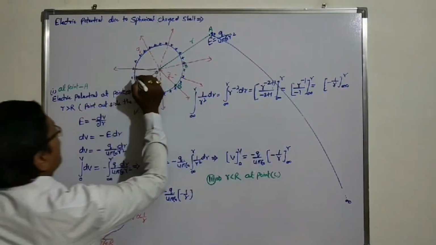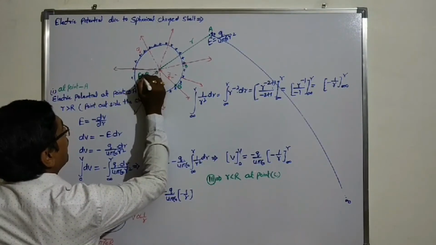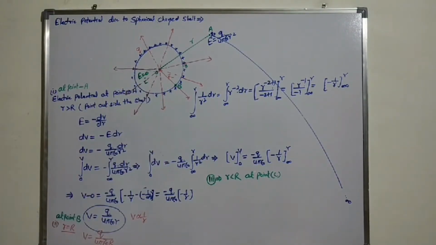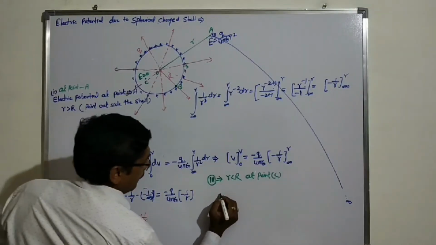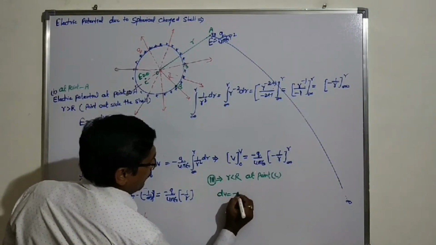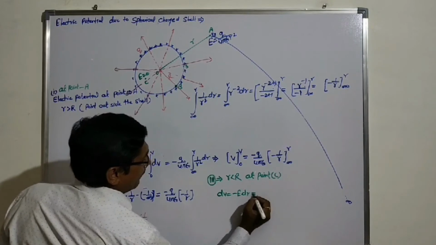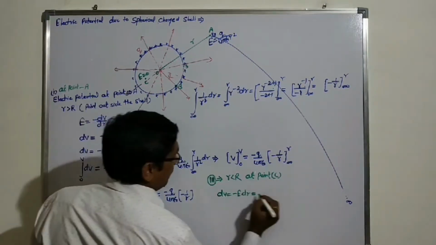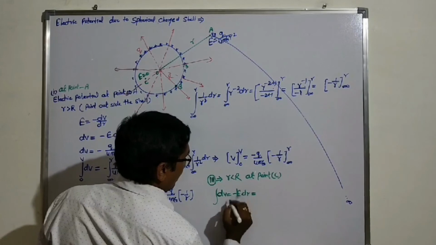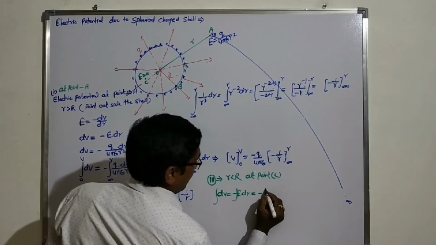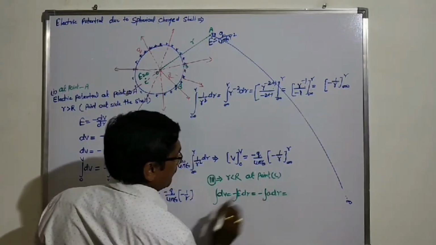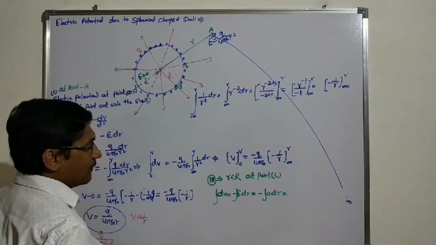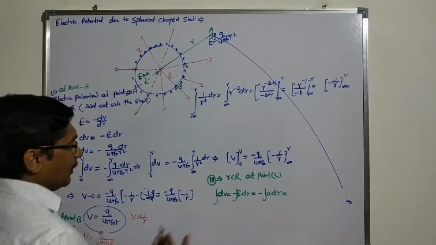At this place, the electric field is 0. We know the electric field inside the spherical shell is always 0. That's why we can put the value E equals 0 in this expression, minus 0 dot dr, and the integration of 0 gives the potential.